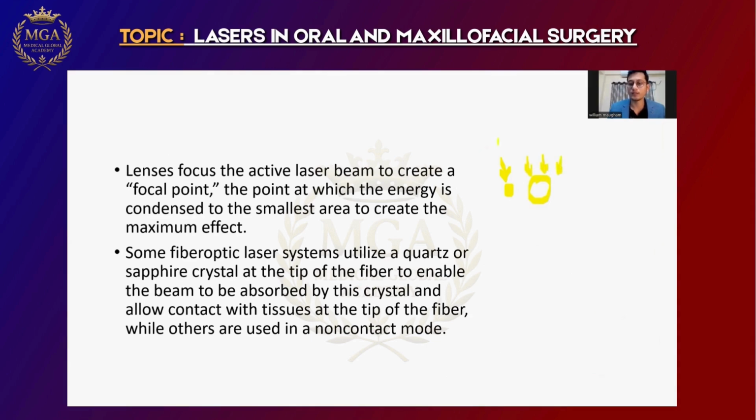Say for example, you had 100 photons. Now 100 photons concentrating in a small area will have a larger impact. Whereas 100 photons dispersing over a large area will have less effect on the tissue. Now, the depth of penetration here will be more. The depth of penetration here will be less.